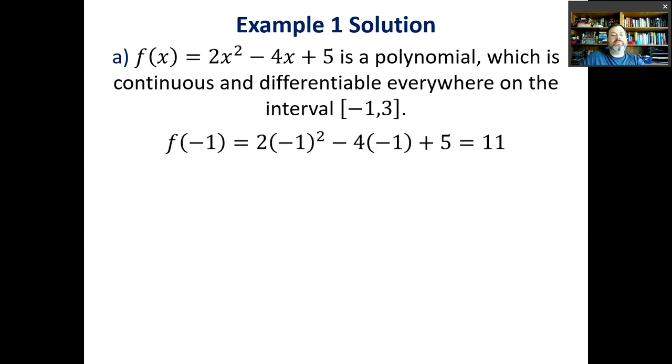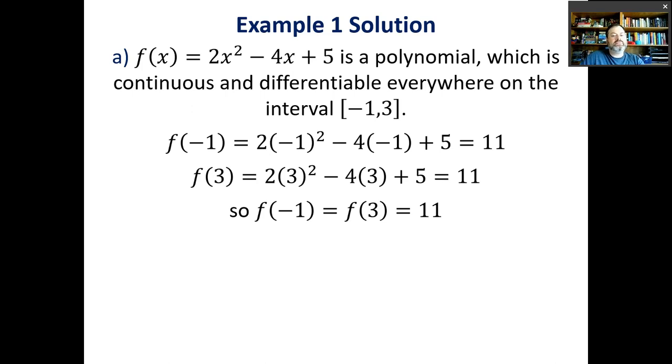Now we have to check that the endpoints are equal. So f of -1 is 11, f of 3 is 11. So that shows us that f of a equals f of b, and that's 11. So those are the 3 things we need to use Rolle's theorem. Continuous, differentiable, endpoints are equal.